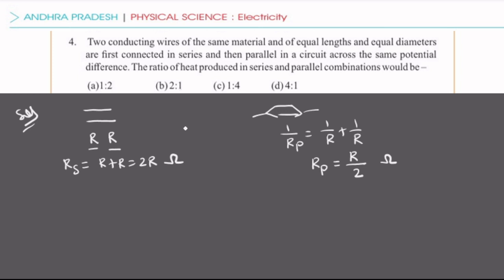Okay, now what the question is: the ratio of heat produced in series and parallel combinations would be. We have to find the ratio. First of all, heat produced. What is the formula for it? H is equal to I square RT. For a given resistance, heat produced is given by H is equal to I square RT.